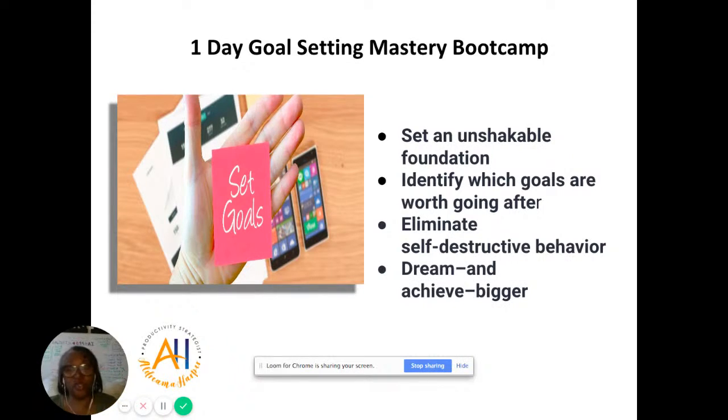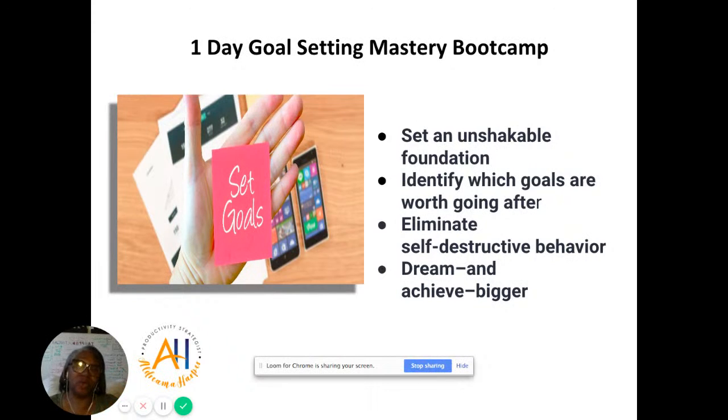You're going to be able to dream and achieve bigger. That's what it's all about. We evolve as entrepreneurs. We evolve. Our goals change. The things that we want to pursue change, and so we evolve as a person. As humans, we keep evolving, and so you want to be able to dream even bigger than last year.